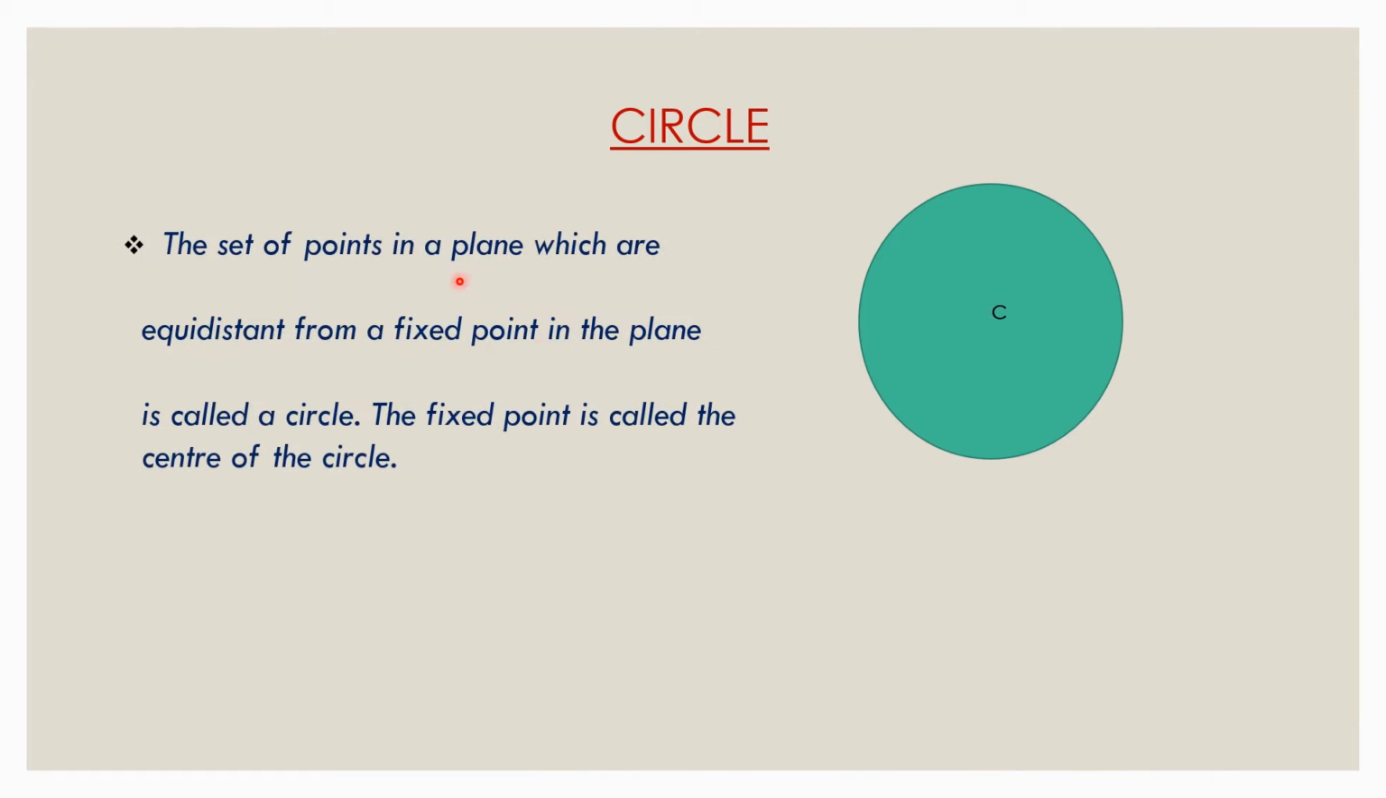Let's study circle. And what is circle? The set of points in a plane which are equidistant from a fixed point in the plane is called a circle. The fixed point is called the center of the circle. In this figure, C is the center of the circle. And a circle is a round shaped figure that has no corners or edges.